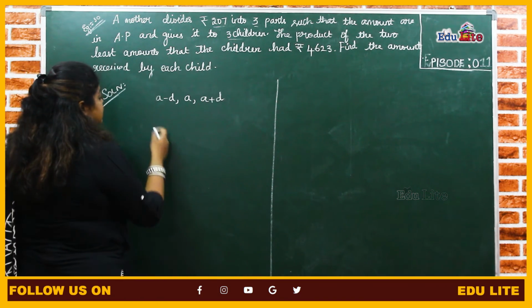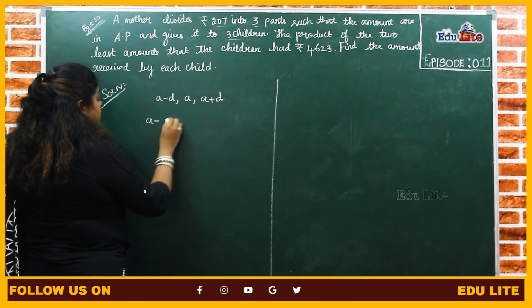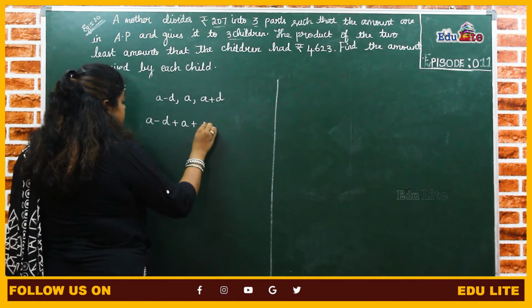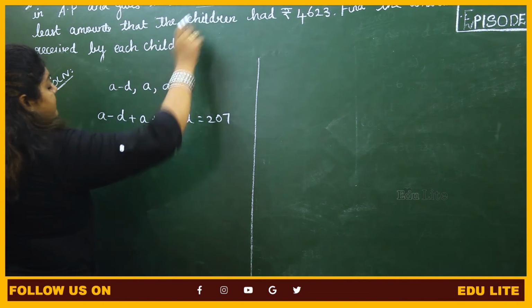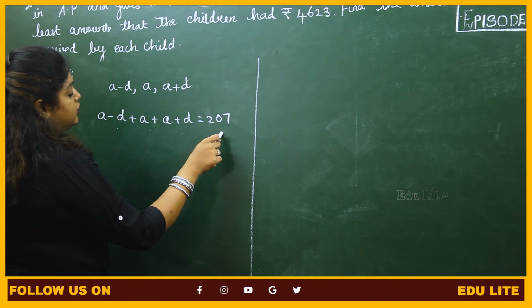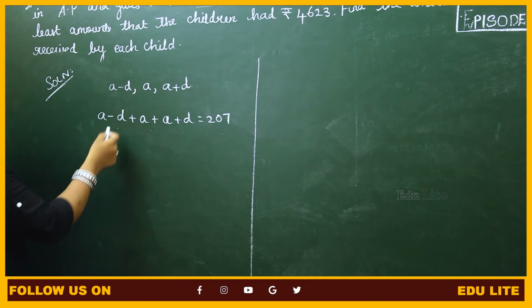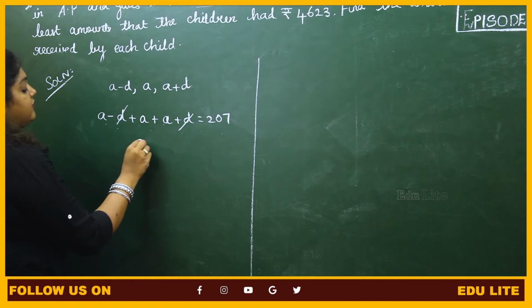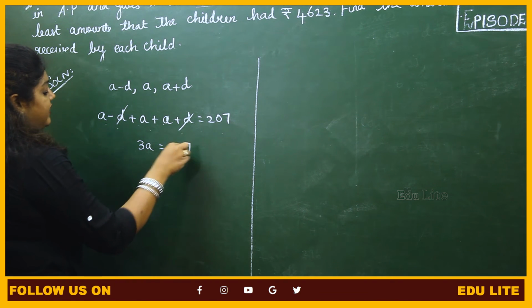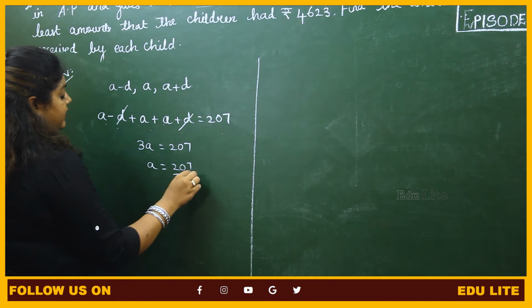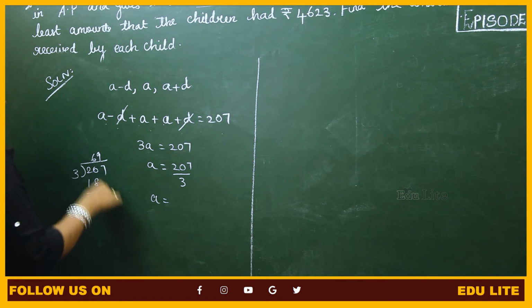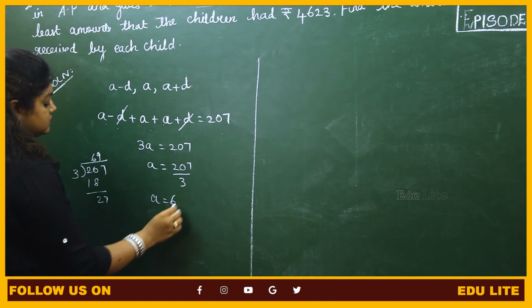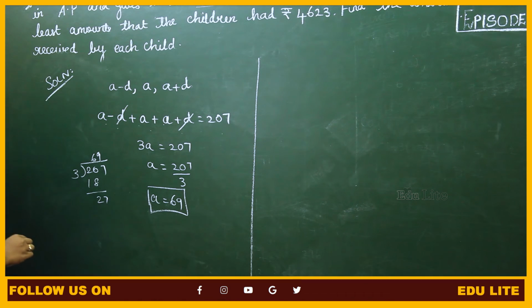So what we are going to do is, we have to sum all these 3 terms, A minus D, A, A plus D, which equals 207. So 207 divided into 3 parts and the sum of the 3 terms equals 207 are one and the same. So now plus D and minus D will get cancelled. 3 times A equals 207. Therefore A equals 207 divided by 3. 207 when divided by 3 gives us the answer 69, since 3 times 69 is 207. A equals 69. We found out the value of A.